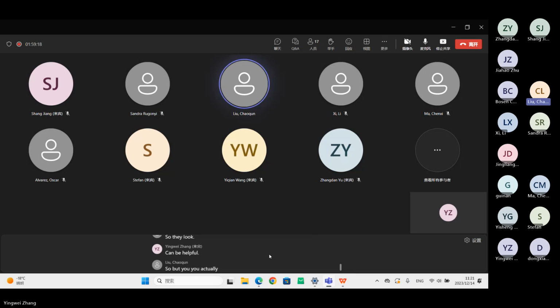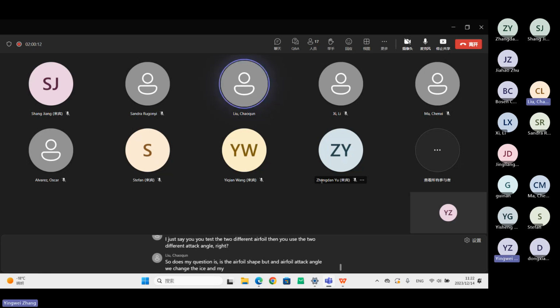But I saw you use something like the NACA 0018, right? And something like S800, right? So what is your conclusion or your experience? Which airfoil is better, or what kind of shape is better? Do you have any idea about that? I just say you test two different airfoils, then you use two different attack angles, right? So my question is, do the airfoil shape and the attack angle change or reduce the ice effects? Did you find anything?